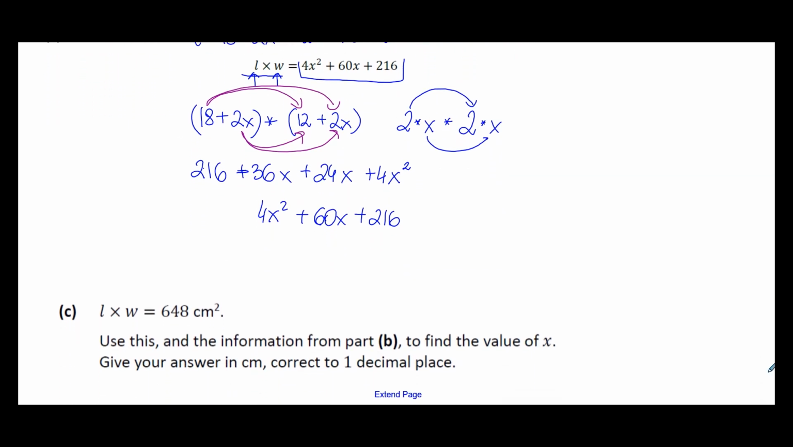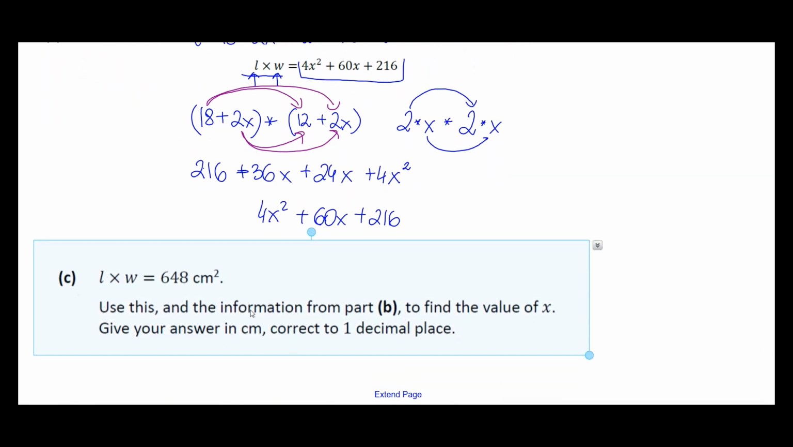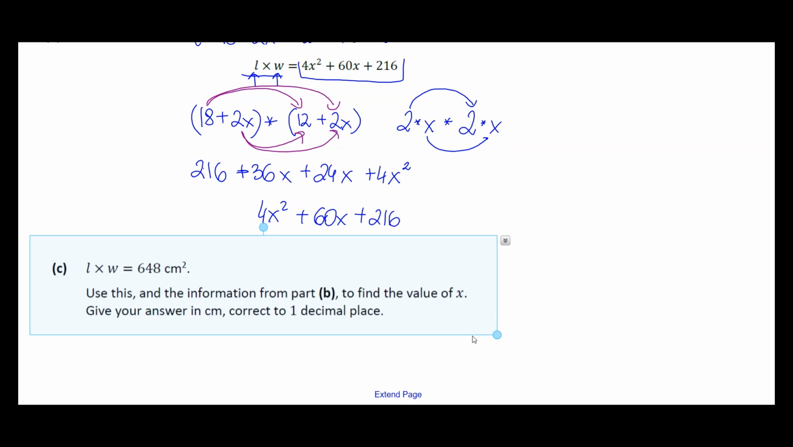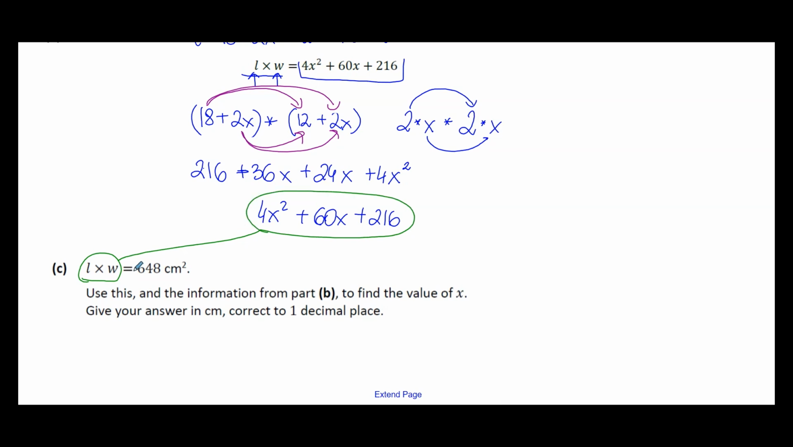And then the next part, C, the last part, is saying that the multiplication of L by 4, we know that's what it is. So this multiplication is 648. So let's write that: 4x to the power of 2 plus 60x plus 216 is 648. So use this information from part B to find the value of x. Give your answer correct to 1 decimal place.